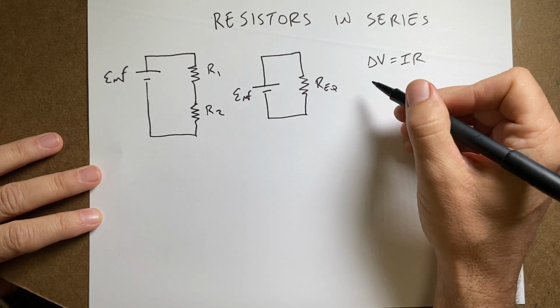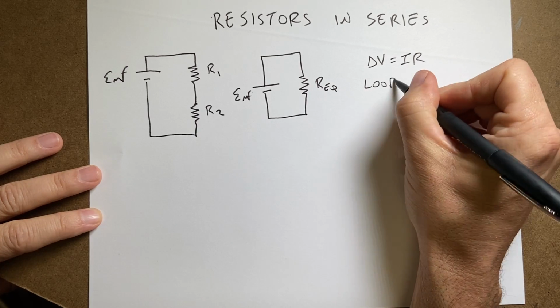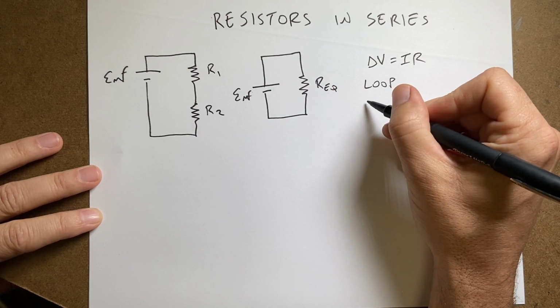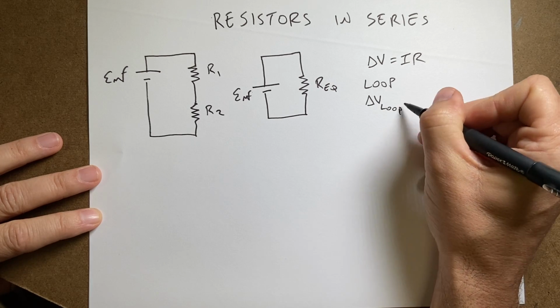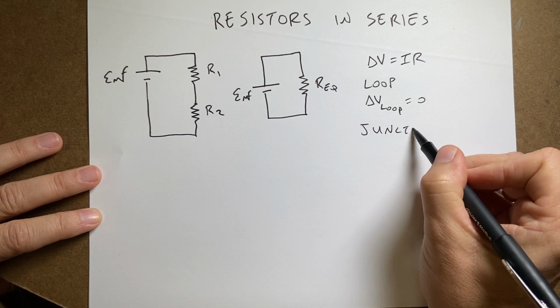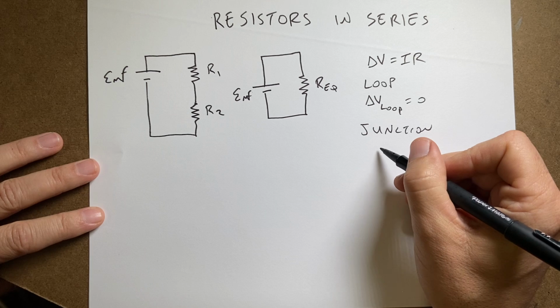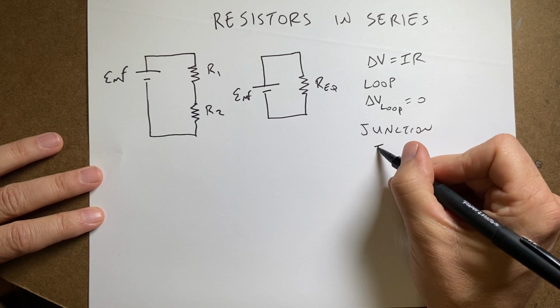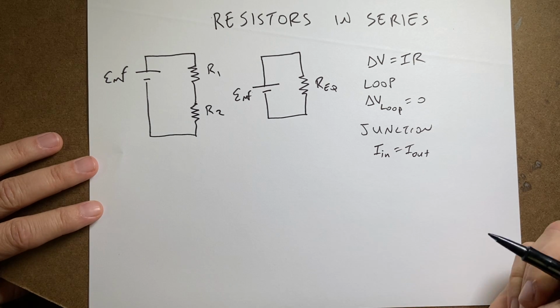And then we have the loop rule, and I'm going to use this resistance model. We have the loop rule, which is based on the work energy principle. This says that delta V around a loop is equal to 0. And then we have the junction rule, and this is for a node. This says the current coming into the node is equal to the current coming out of the node. So I in equals I out. And you can do a lot with this.